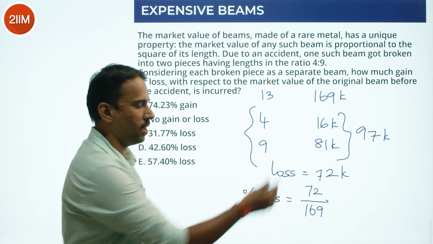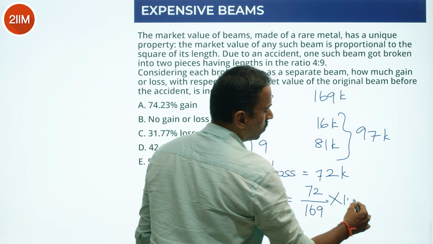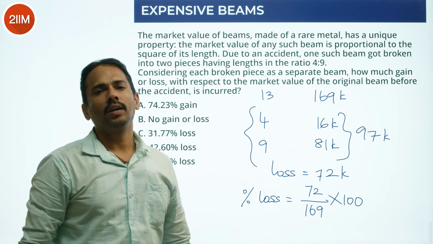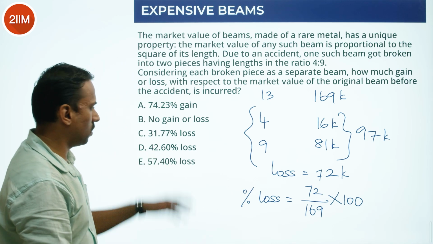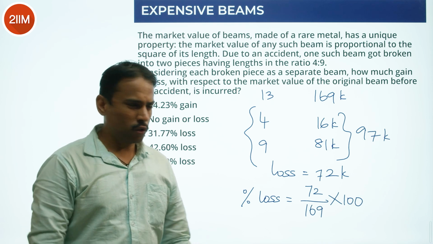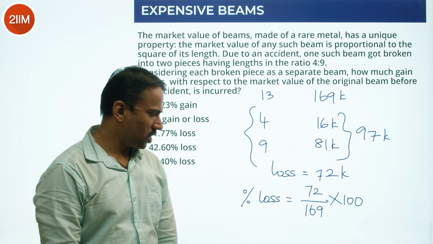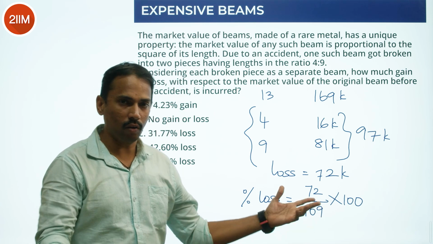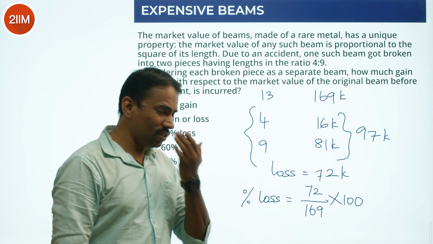K's are getting cancelled, K cancel into 100. So again, no more stumbling, we'll pull the calculator, get the calculation done, we'll be able to get the answer. So we can do it manually also. 72 out of 169. So I'm going to take it around 170, I'm going to round it off to 170. So 72 out of 170.